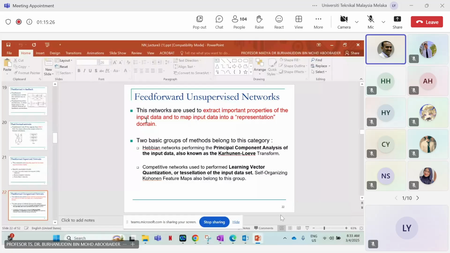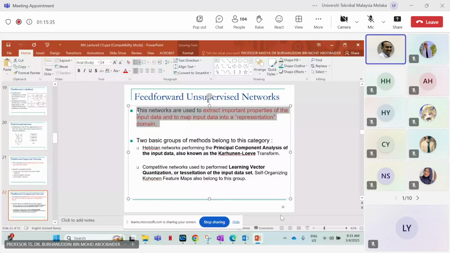These networks are used to extract important properties of the input data and map input into a representation domain. So we have a certain domain. For example, we have cluster A, which looks like this. Cluster B looks like B. Cluster C looks like C. So we try to map the input that we have into which cluster. Either it belongs to cluster C or cluster D or cluster B and so on.